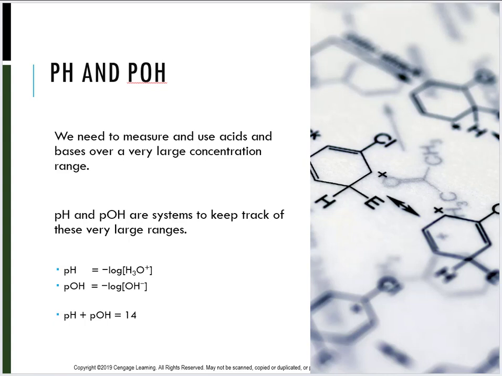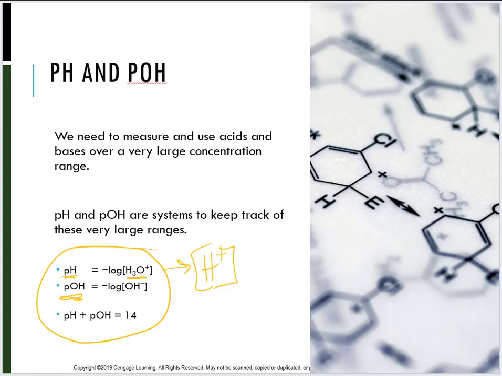So we need to measure and use acids and bases over a very large concentration range. And pH and pOH are systems to keep track of these ranges. So these three equations here are going to be really important to jot down. To find the pH, we take the negative log of our concentration of H3O plus, which is also written as just H plus, the concentration of that hydrogen, that proton.